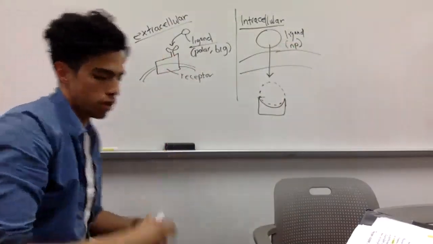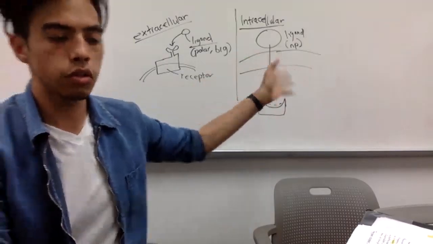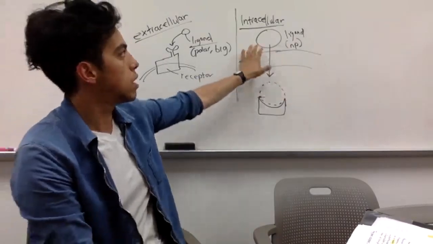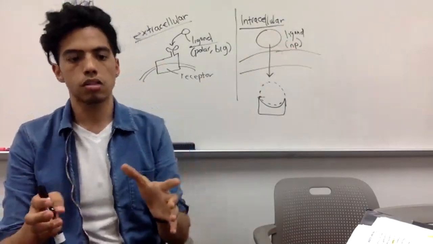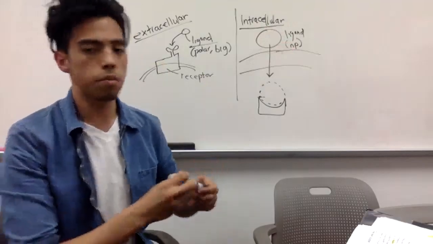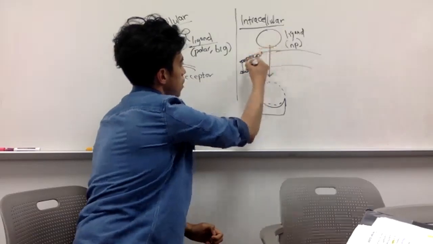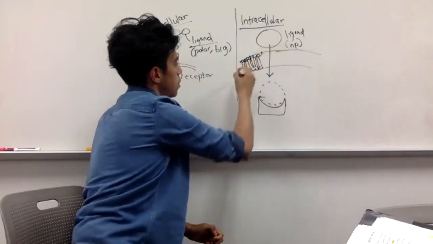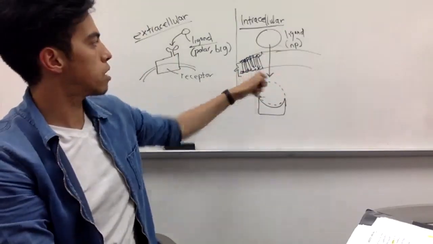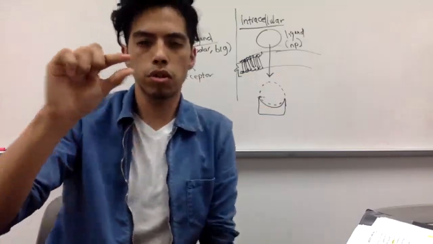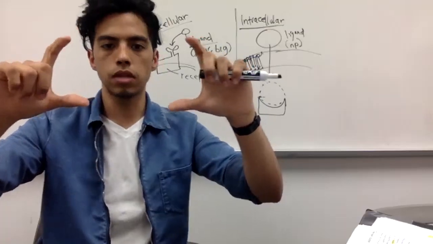So when it comes to intracellular, the reason why it's different is because you're still dealing with the ligand, which is just a signal molecule. But in this case, for intracellular, most of the time it's going to be nonpolar. Because if you guys remember, the membrane is made out of a very thin portion of polar heads, but then a very thick portion of nonpolar tails, right?